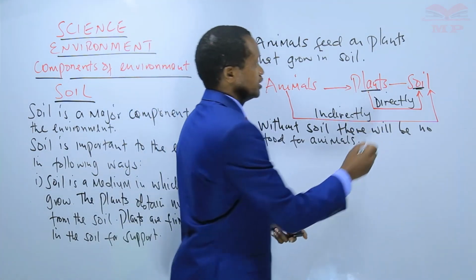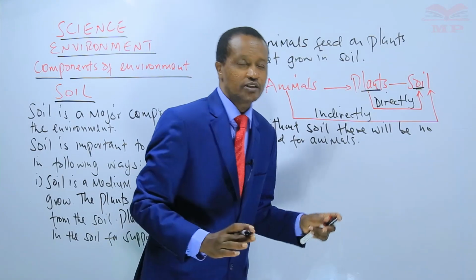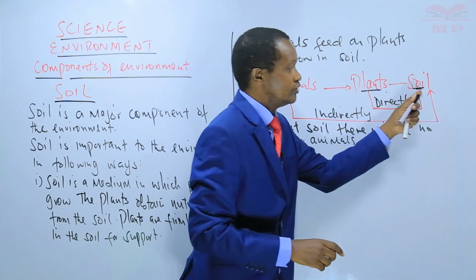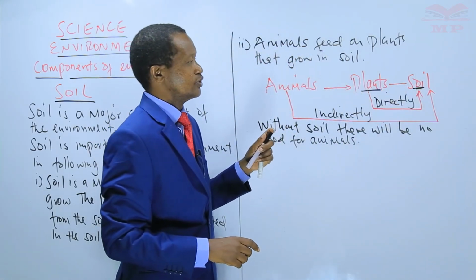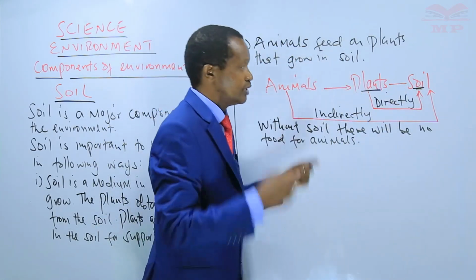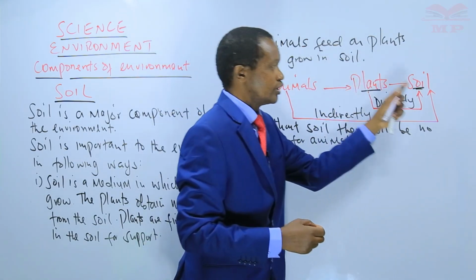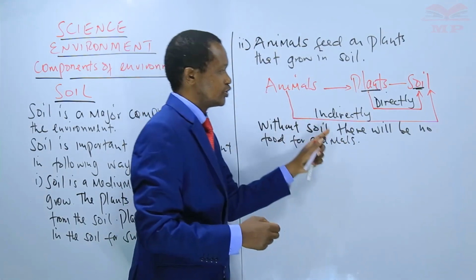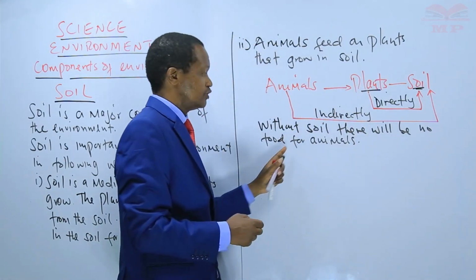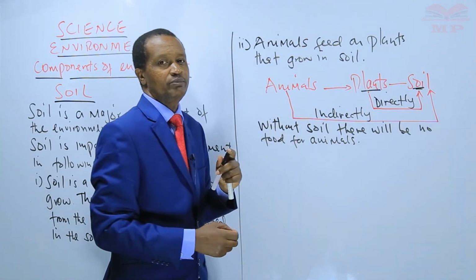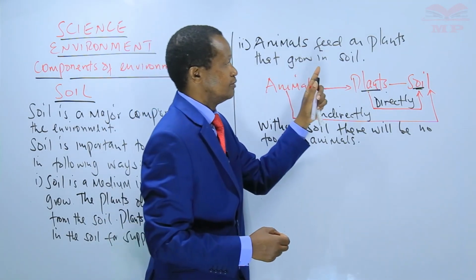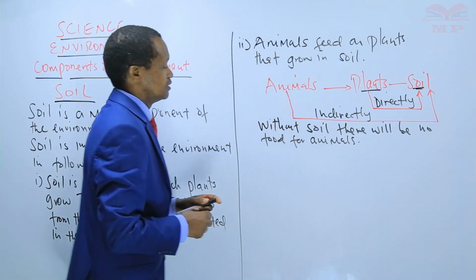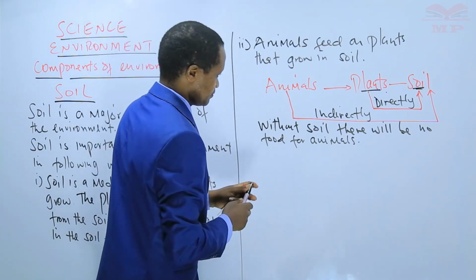So we've said soil is a component of the environment. And learners, you can see now why it's important for us to take care of the soil. Because animals, including human beings, need soil for survival, need soil for food. Without soil, there will be no food for animals and human beings. So soil is a very important component in the environment. That is the second point.